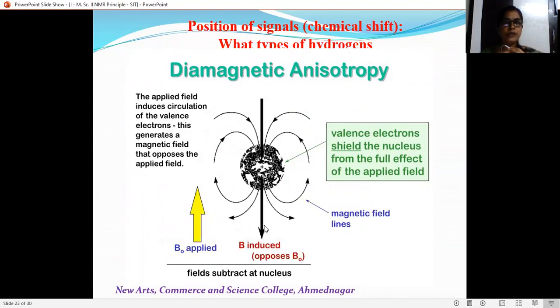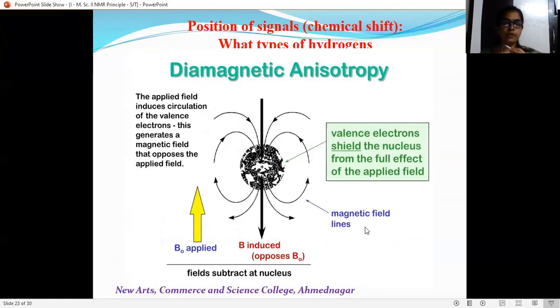This induced magnetic field works in the opposite direction to the applied magnetic field. This induced magnetic field opposes the applied magnetic field, so the applied magnetic field strength is decreased. This induced magnetic field is also called diamagnetic ring current or diamagnetic shielding. Shielding means what? The nucleus is shielded. The nucleus is shielded from what? The nucleus is shielded from the applied magnetic field by the circulating electrons.